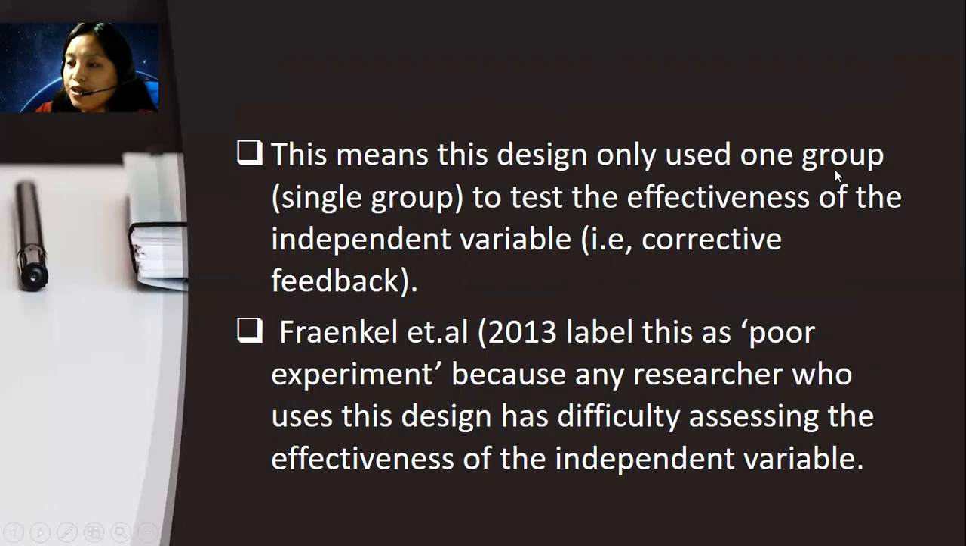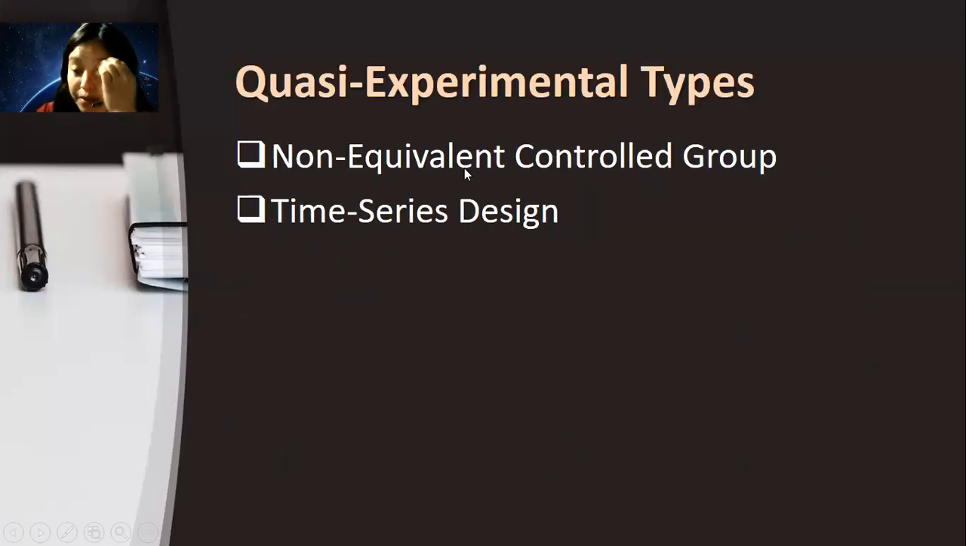So this means the design only uses one group, or a single group, to test the effectiveness of the independent variable, like corrective feedback. Frankel and others in 2003 labeled this a poor experiment because the researcher who uses this design has difficulty assessing the effectiveness of the independent variable. In quasi-experimental research, they can use the non-equivalent control group types and the time series design types.